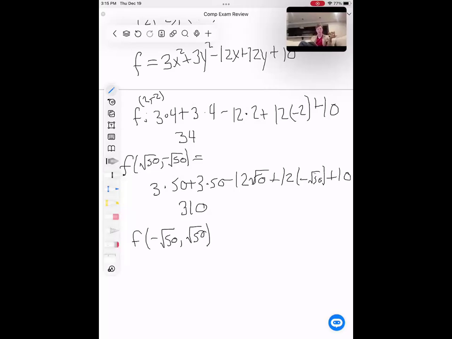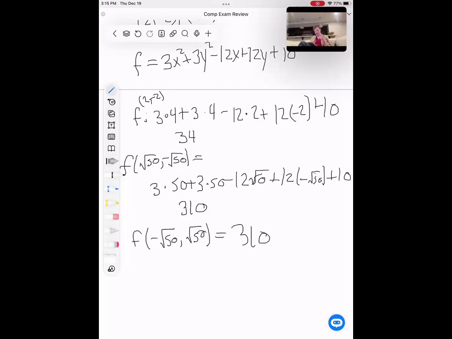For some reason, my screen stopped sharing and I wasn't sure how to fix it, but we got everything under control. Essentially, what you're going to see is that you're going to get the exact same value when you plug in negative root 50 and root 50, right? Because these two things are still going to cancel each other out, right? It's going to be plus and minus this time. And then these two things are going to be squared. So you're just going to get 310 again.